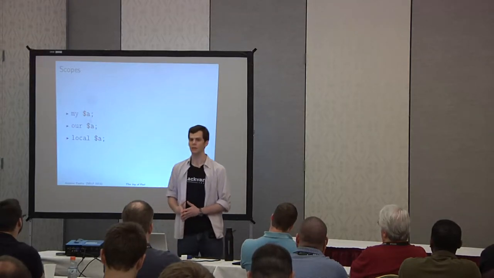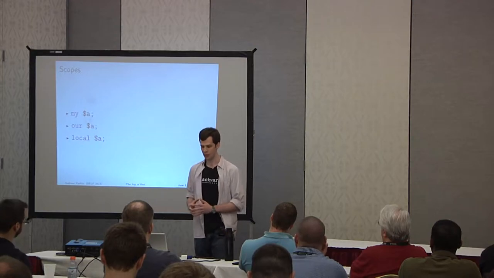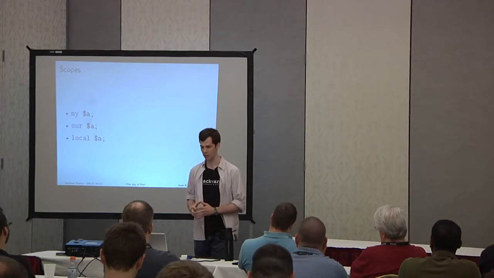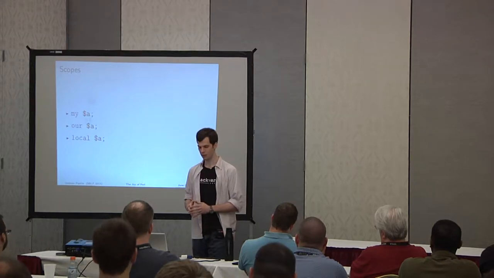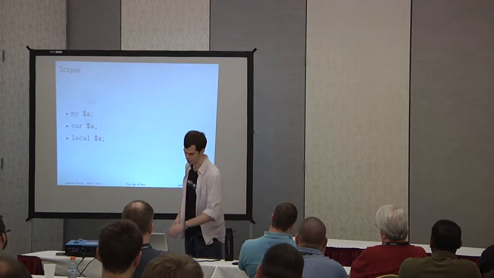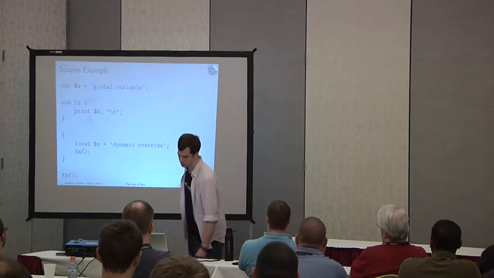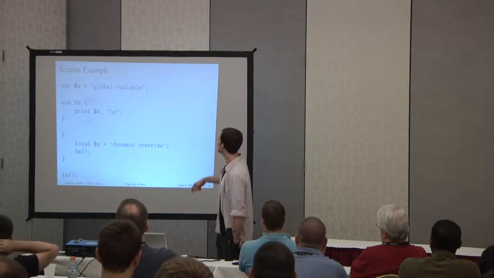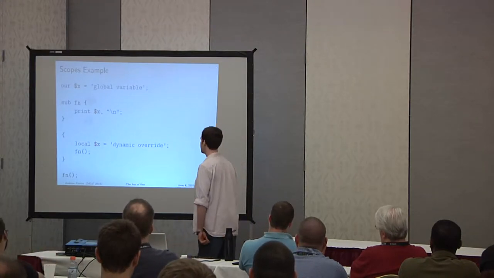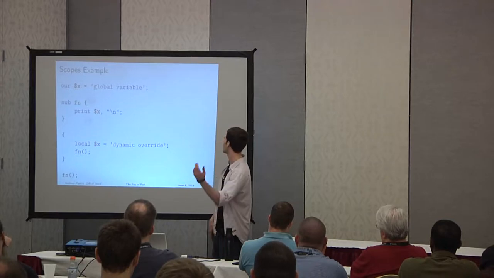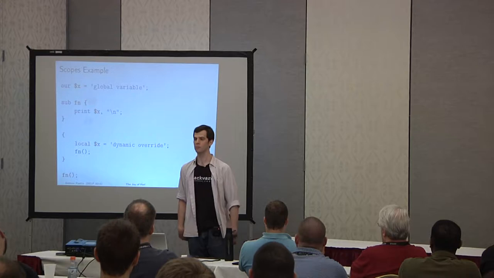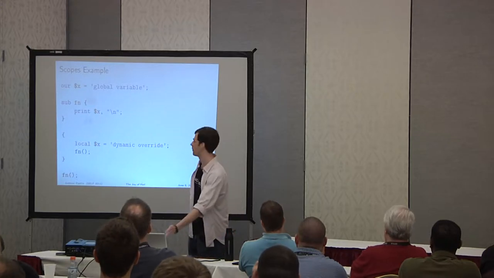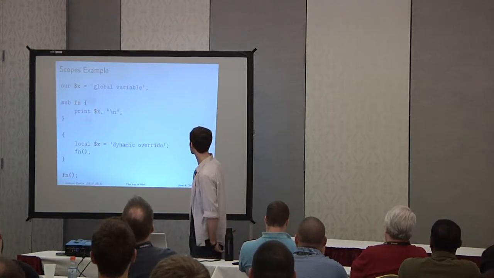Local is interesting. Dynamic scope is something that isn't really talked about because it is very confusing. However, it's just an interesting thing to take a look at. So I got a little example of it. I define a global variable X that has a string, global variable. And then I have a subroutine called fn that goes and prints it. It just prints the global variable X followed by a new line string.